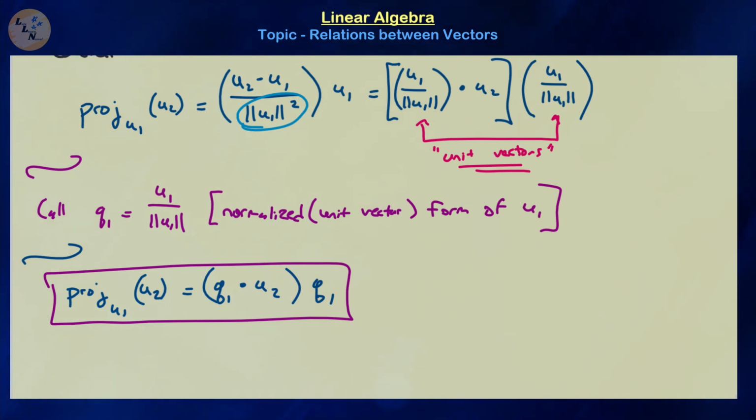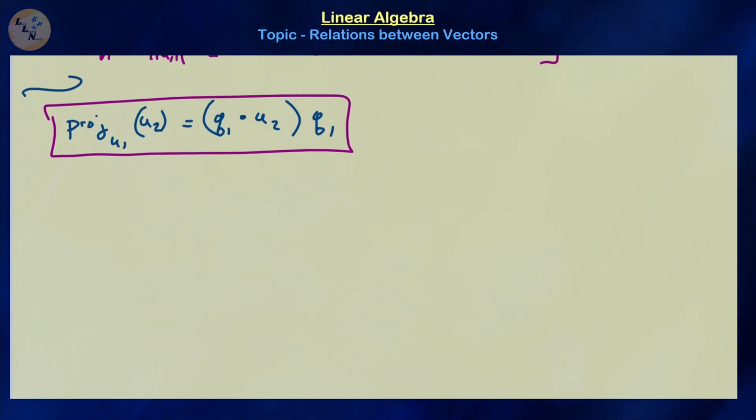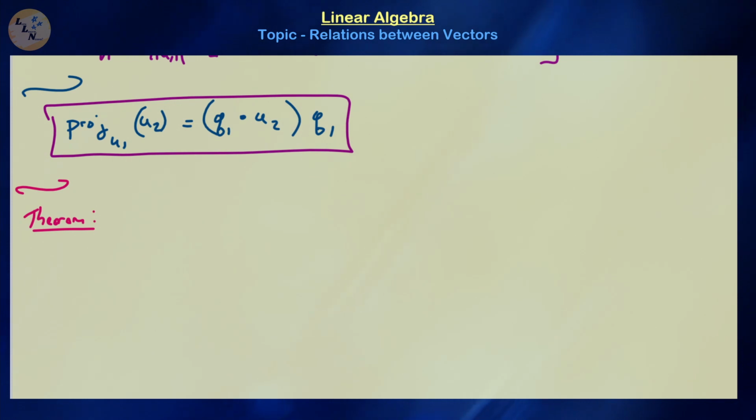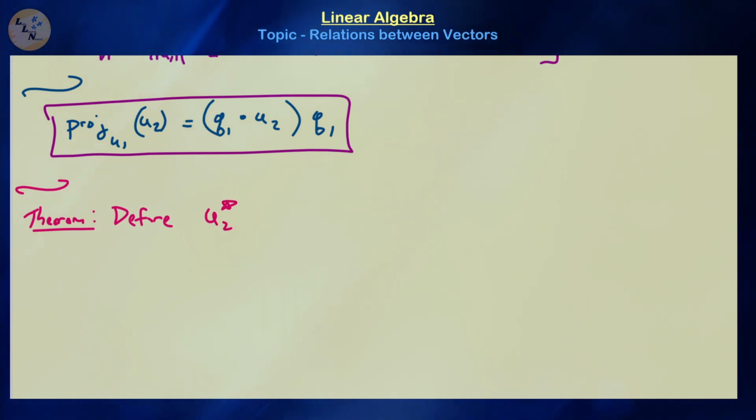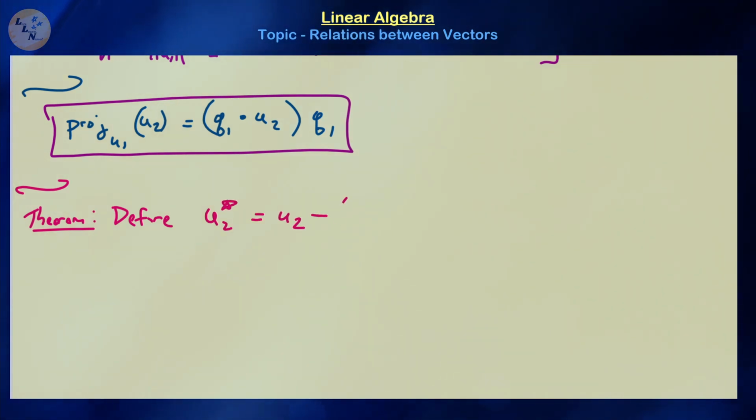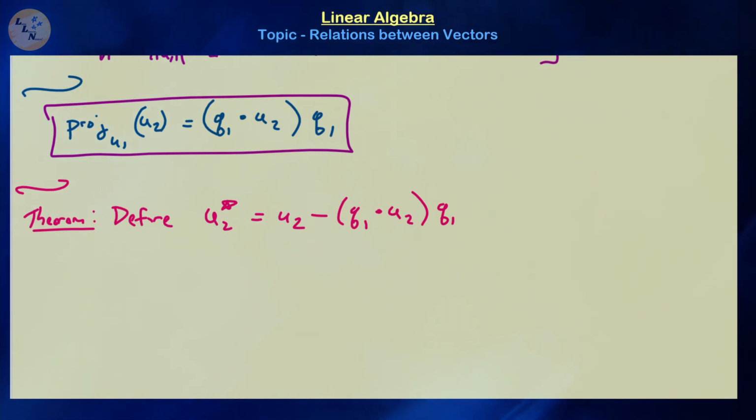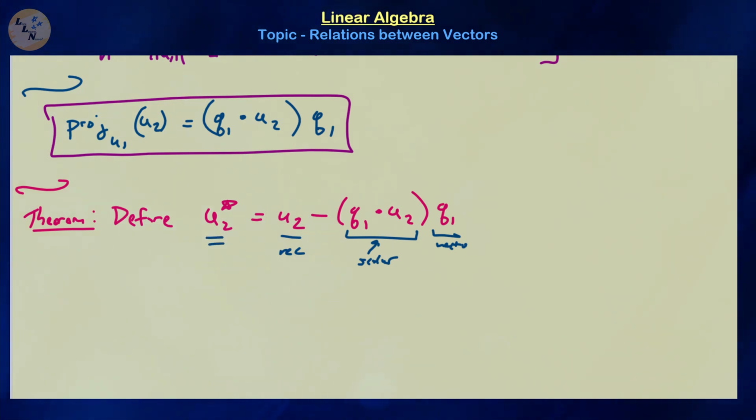All right, so what are we going to do with this special formula, and what is one of the special applications for it? Well, it comes from this particular theorem, and then we'll look at the consequences of it. I'm going to define a new vector, and I'm going to call it u2 star. I'll define it as u2 minus q1 dot product with u2 times q1. Remember, the dot product of two vectors is a scalar, and that scalar times q1 is a vector. So we have a vector minus a vector, which gives us a new vector, and we're calling that u2 star.